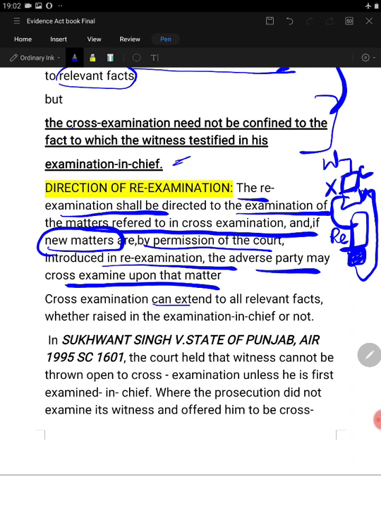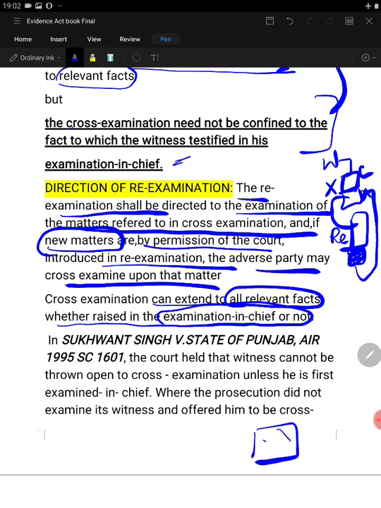Now, cross examination can extend to all relevant facts, whether raised in examination in chief or not. So, what it says simply is that cross examination need not be limited to the facts to which examination in chief has taken place. It may extend to some other facts also.